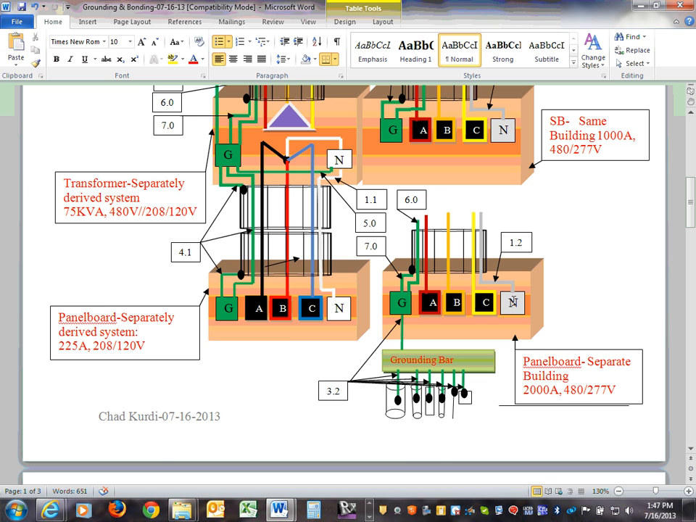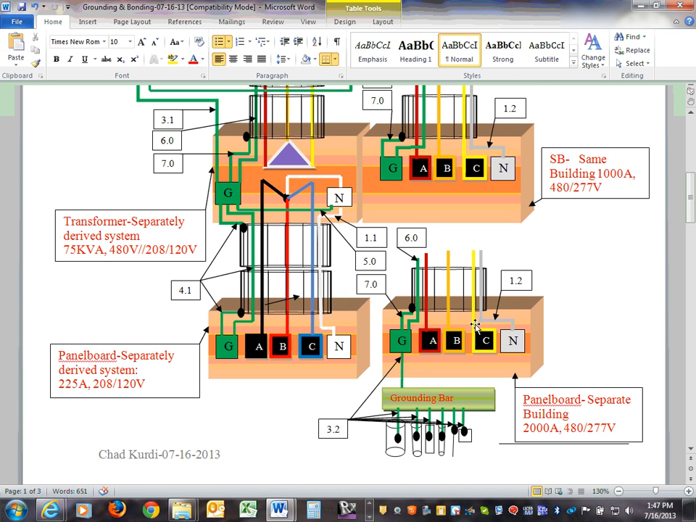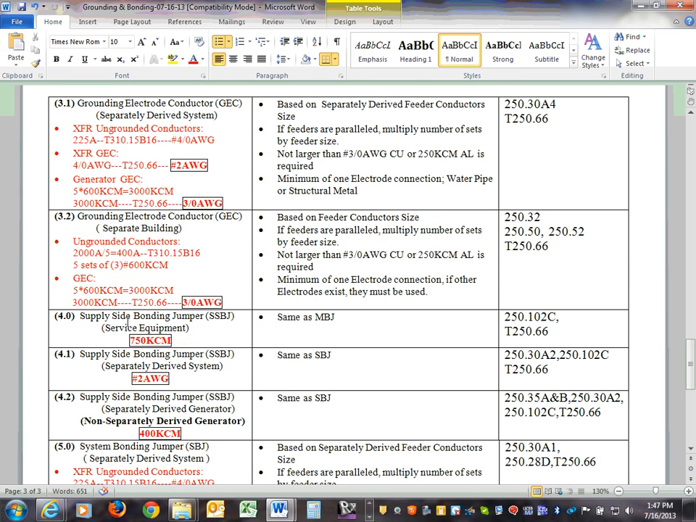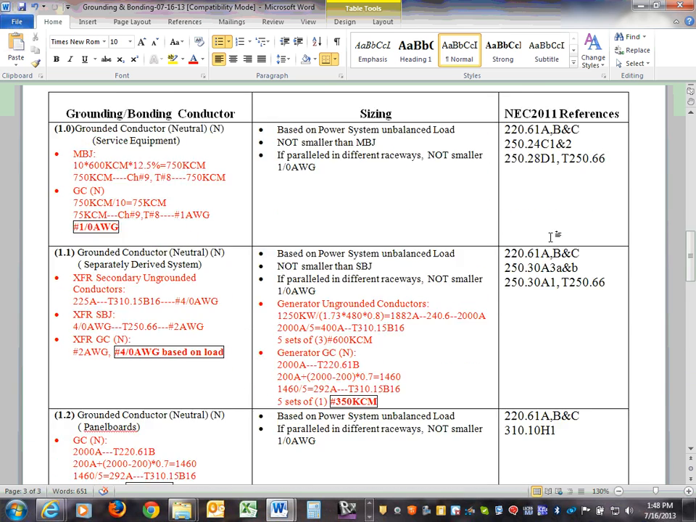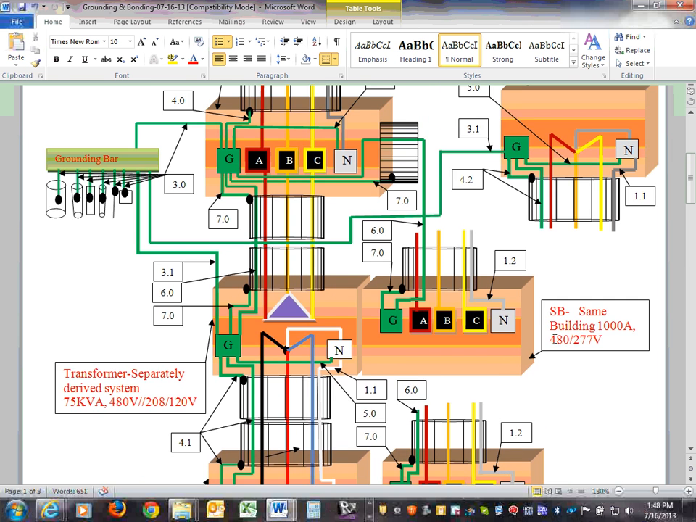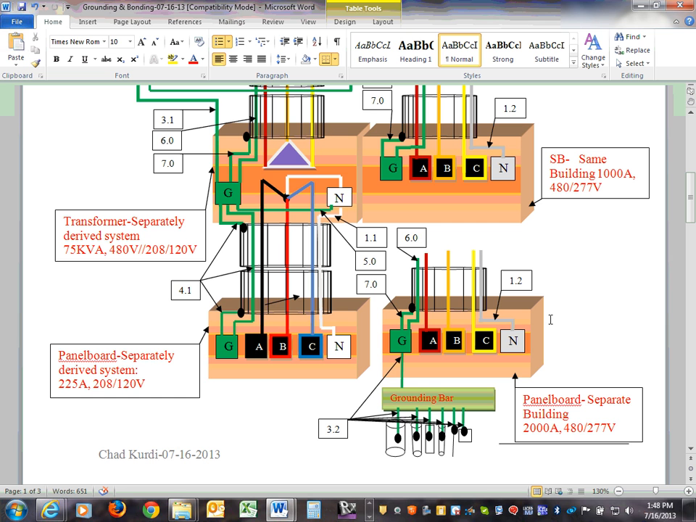Right? Any comments, guys, about grounding a second building? Grounding is the reason why I picked it up again, because it's special. If you go to 3.2 here, this is the grounding electrode conductor for a separate building, and I added all these code requirements that tell you what you have to do here. So that's basically the second grounding and bonding. Sub panels, one in the same building, one in another building. They're picked because they're unique.